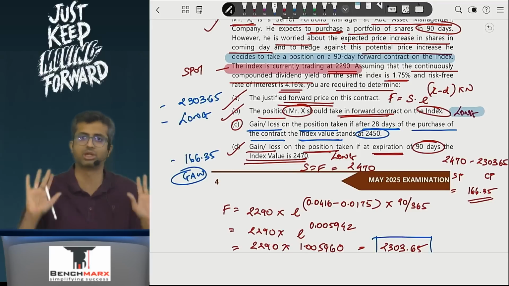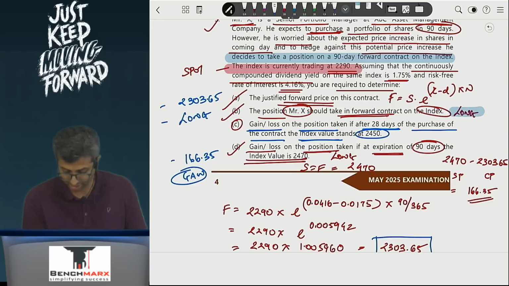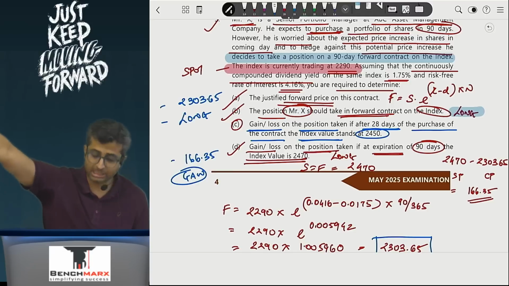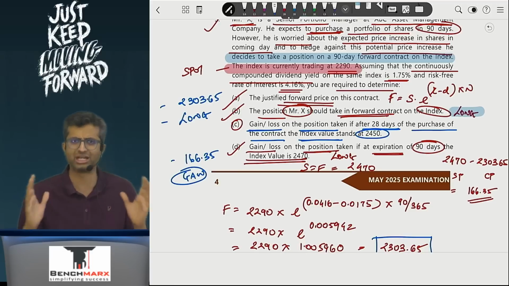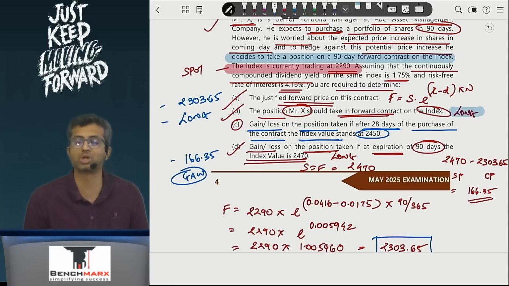In fact the entire sum is solved like this, so that means your cost price is 2303.65. However, after 28 days I want to sell it, but if it was a forward for 90 days, I can't cover it in the spot market, so I'll have to take, in a way, an opposite position on a similar forward for the remaining 62 days, in my understanding. So 90 days are there, 28 days have gone by, 62 days are remaining, and hence I will try to find the theoretical price based on the position after 28 days. After 28 days, I can clearly see that the spot is at 2450. So based on that, what should be your theoretical forward price?